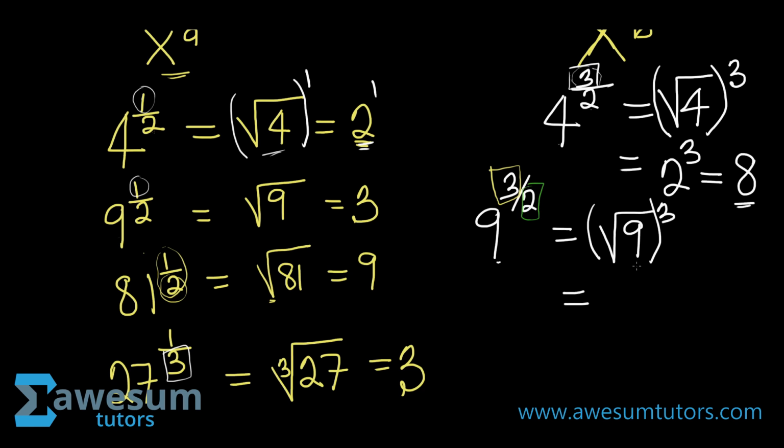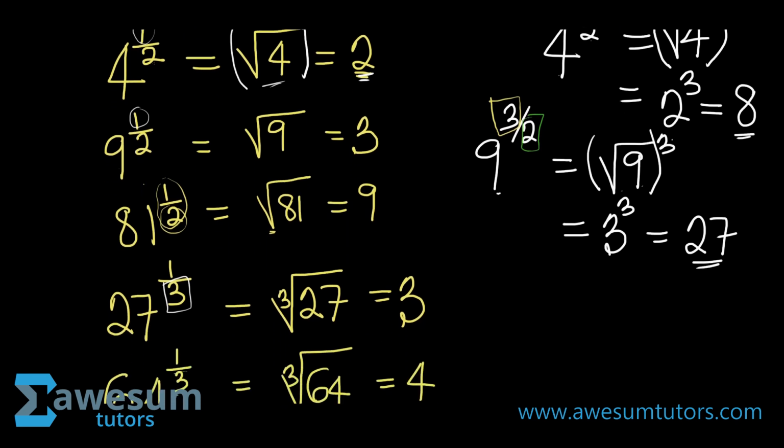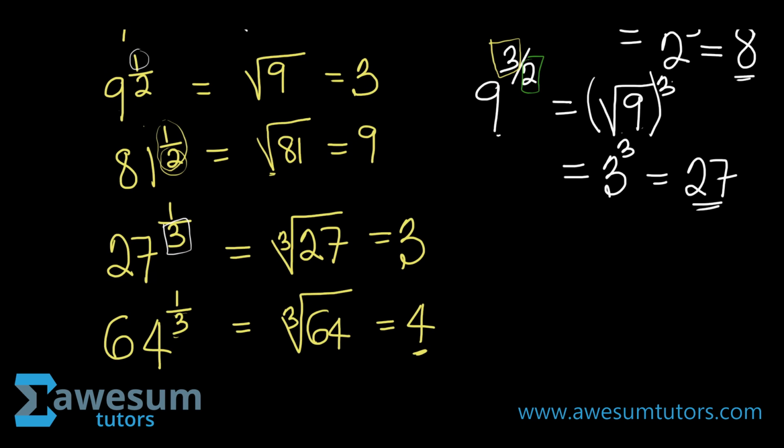So now, square root of 9, what is it? 3. Okay, very good, guys. Then bring down this 3 right here. So I'll bring it right here. Okay, so now I would have 3 raised to the power of 3. It means 3 times 3 times 3. The final answer is 27. Interesting, guys, interesting. I believe you all are understanding this concept.